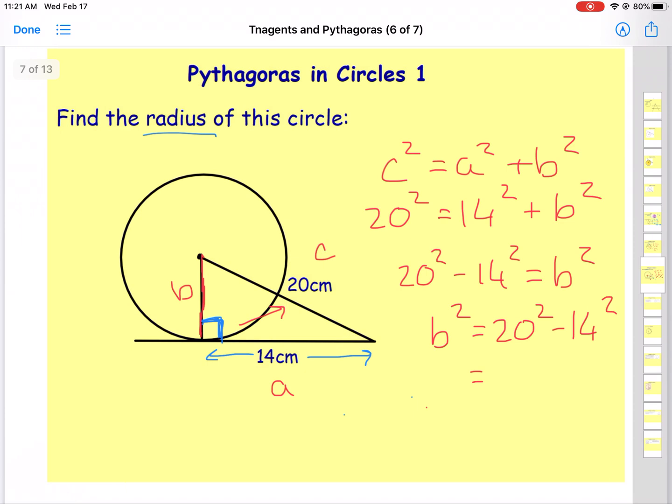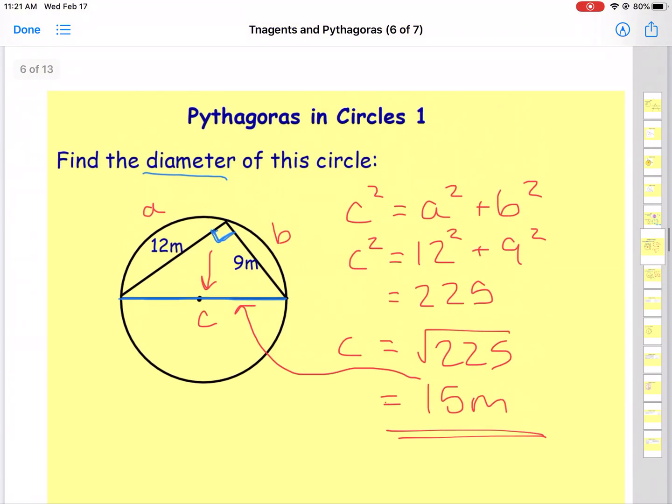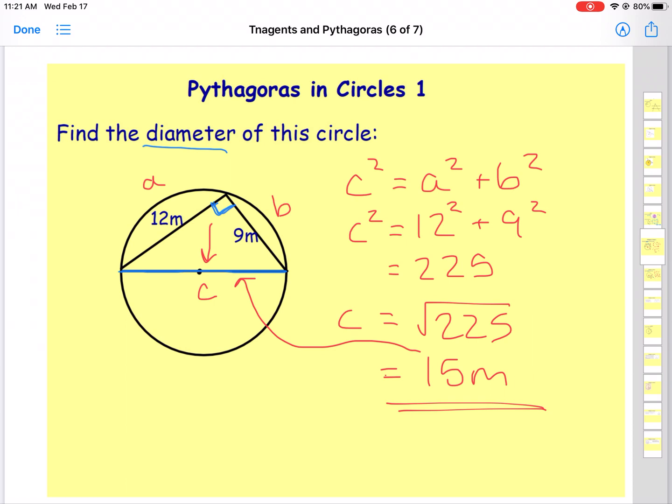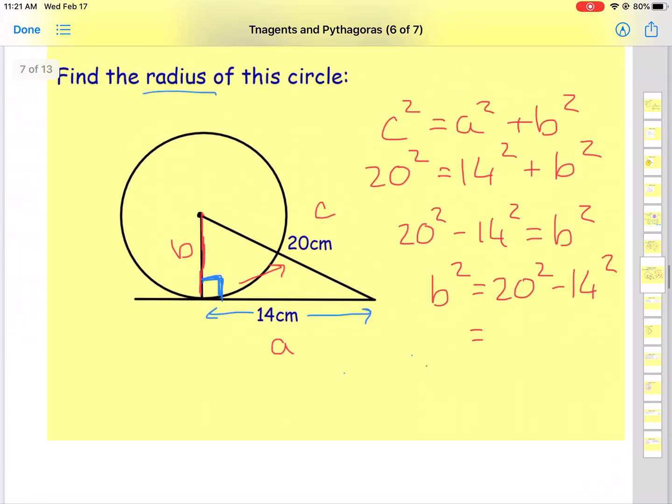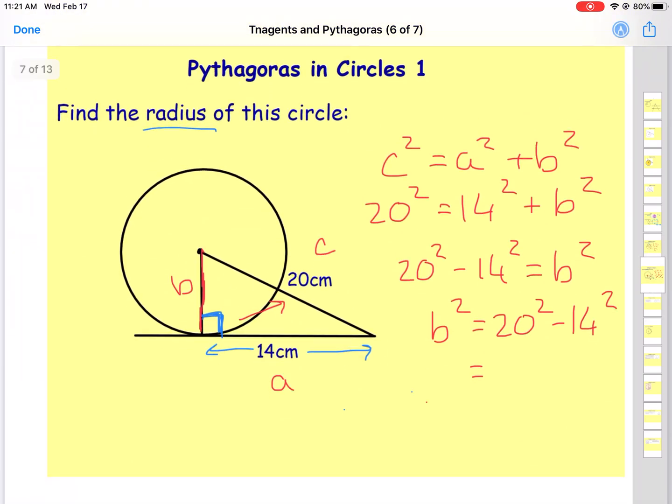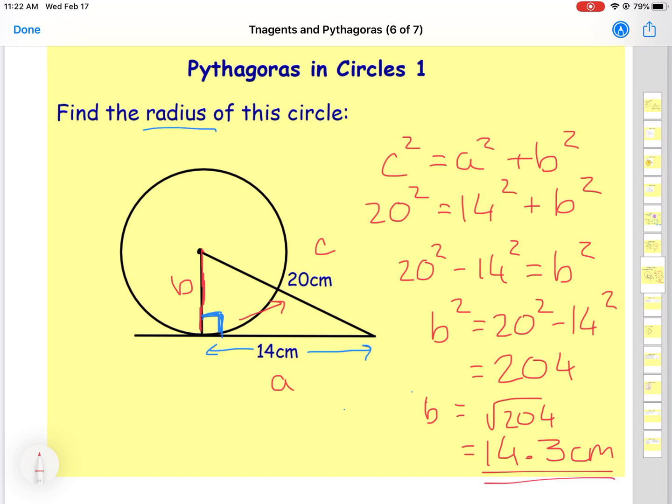Notice with the last example, I am adding them together because I'm trying to find the largest side. With this next example, I am subtracting them because I'm trying to find a smaller side. So 20 squared take away 14 squared, and the calculator gives an answer of 204. B is the square root of 204 then. So B, which is in fact the radius here, is 14.3 centimetres to 1 decimal place.